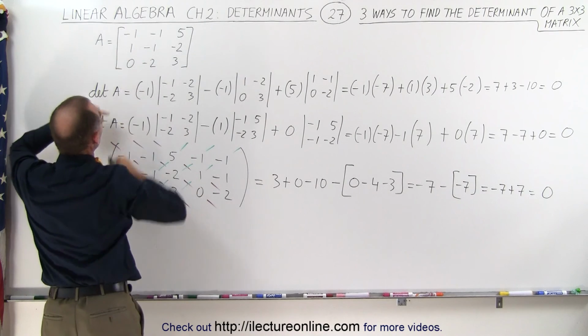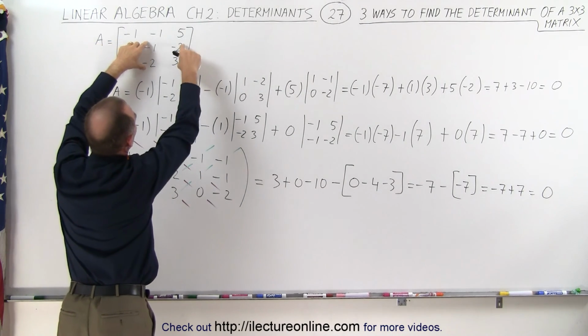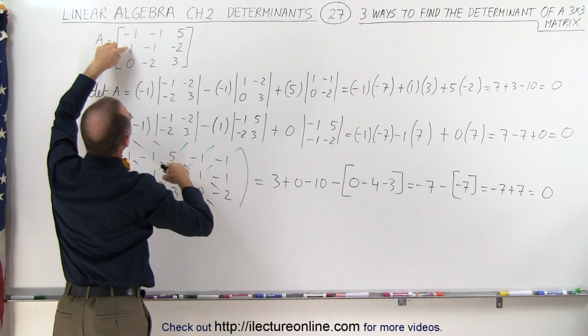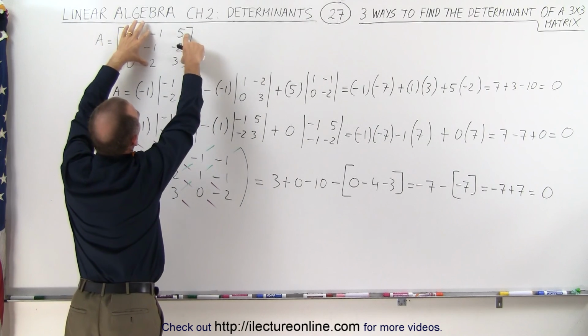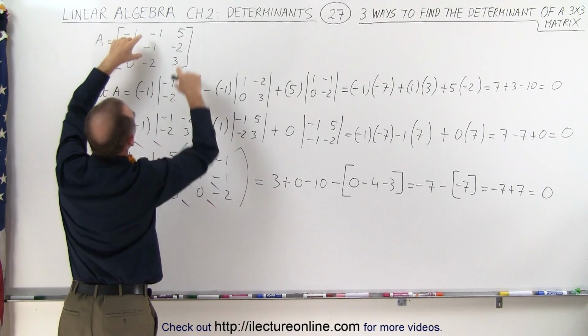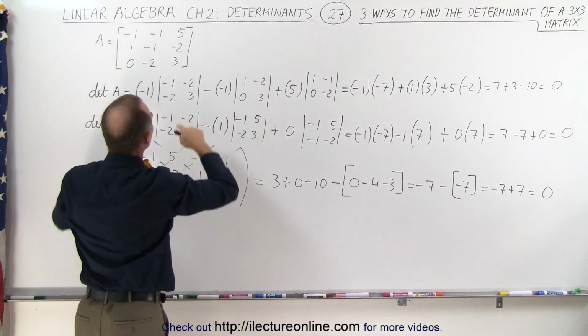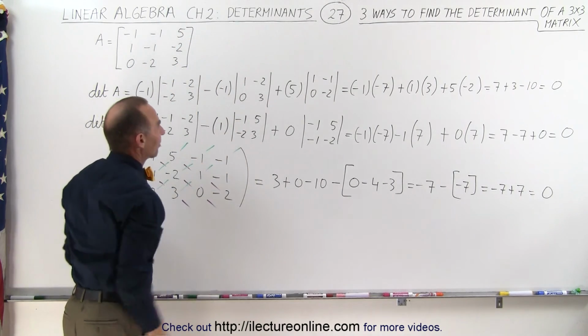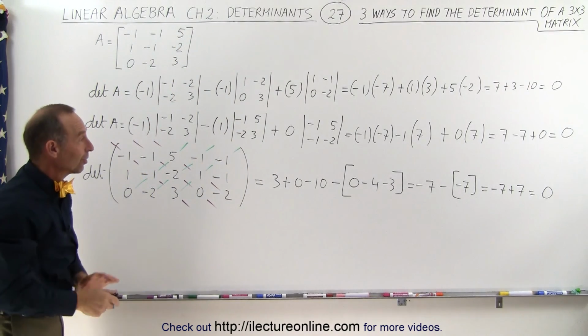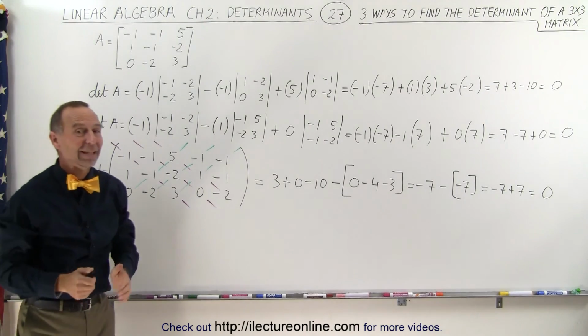or you can go down the side here. Minus 1 times the determinant of those 4, this one times the determinant of those 4, and this one times the determinant of those 4, and you can go down the bottom or down the right side, it doesn't matter. You'll get the same result every single time, and that's how it's done.